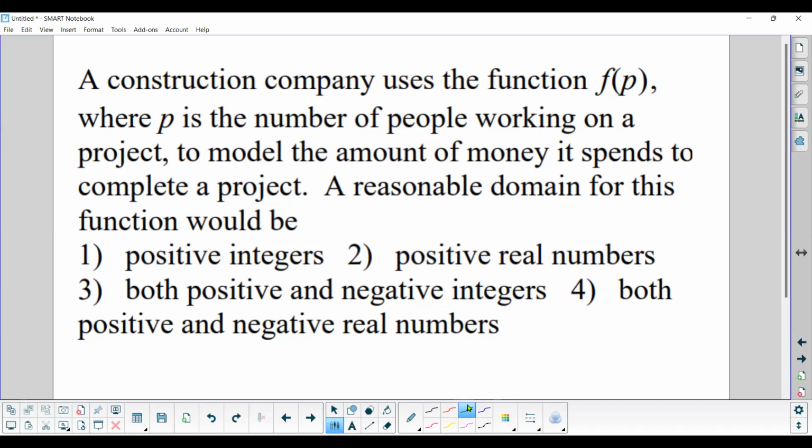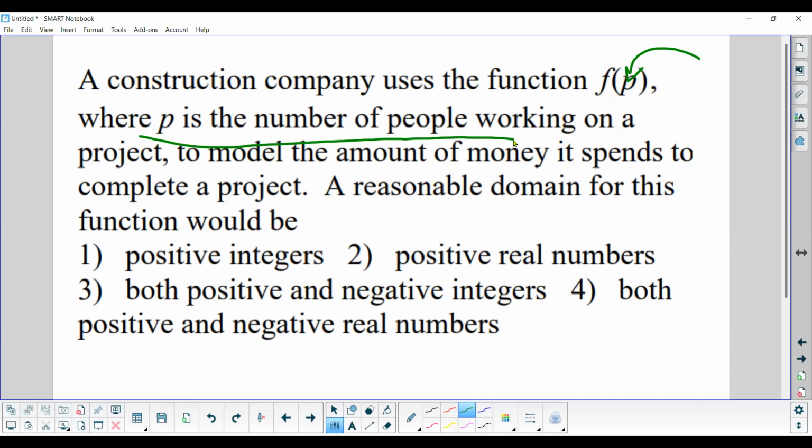So hopefully you remember what I was pointing to, right? The domain is that item inside the parentheses. It's the input. And for us, it's a P. You have to know what P stands for. So hopefully you know P is the number of people. Start thinking logically. I'm talking about the number of people working at this construction company.